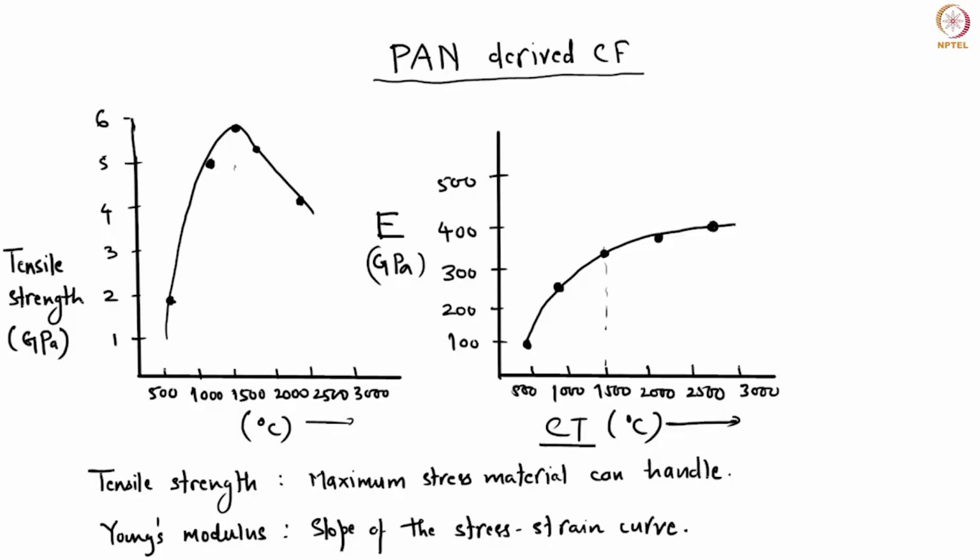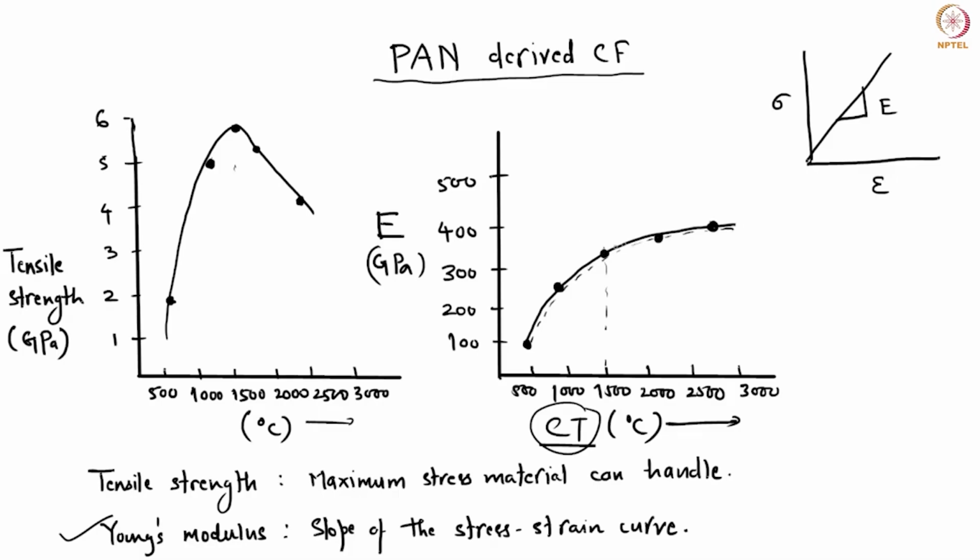Why? You should understand there are two important parameters. Number one is your Young's modulus. What is Young's modulus? This is the slope of the stress-strain curve. That is your Young's modulus, which keeps on increasing as you increase the carbonization temperature. So here in this curve, you will see this profile. Basically, this is your carbonization temperature.